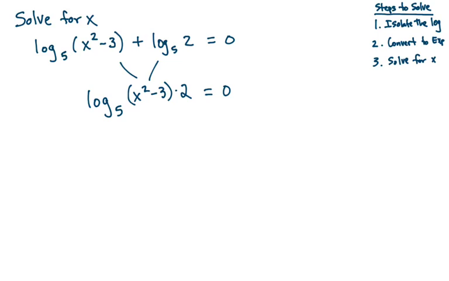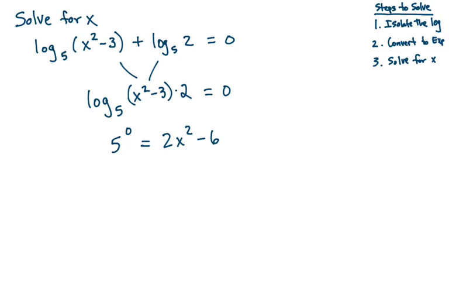Now, I've condensed it, so I've got the log by itself, and I can convert it from here. So I'm going to convert this to exponential form. So the base is 5 raised to the 0 power equals all of that stuff on the inside. Now I'm going to distribute that 2 in there. This would give me 2x squared minus 6. And then I'll solve this equation for x.